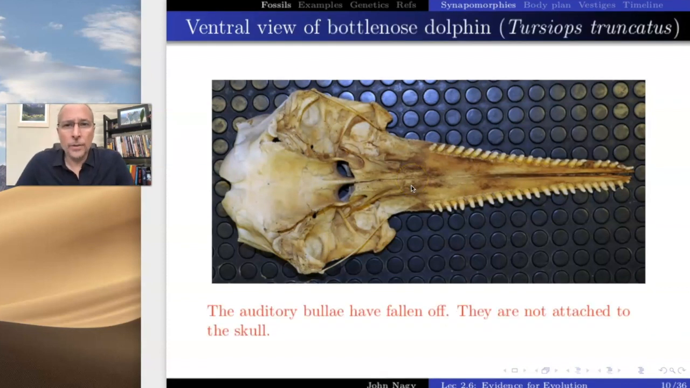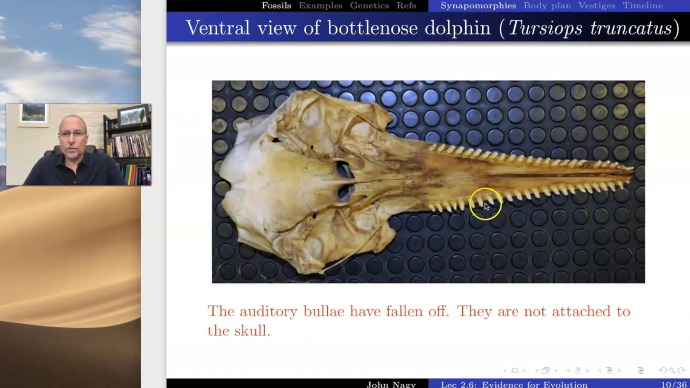What you're looking at here is a bottlenose dolphin skull. This is not a fossil. This is a creature that exists on the planet today. Scientific name is Tursiops truncatus. And this is the weird thing about this guy. Its auditory bullae have fallen off.